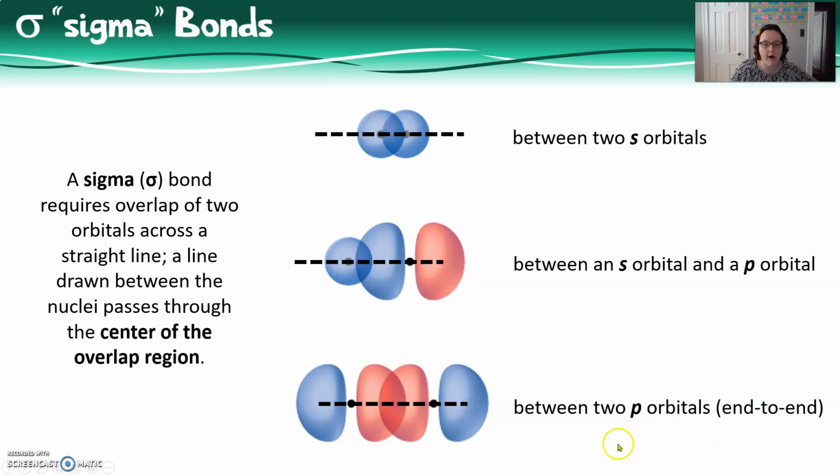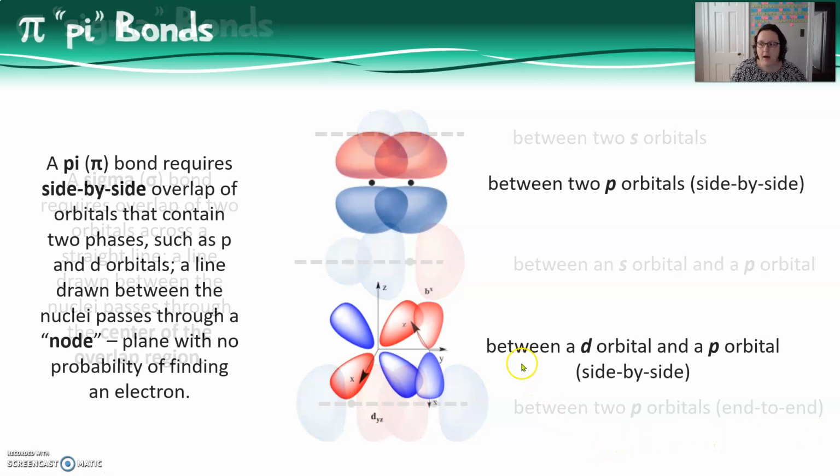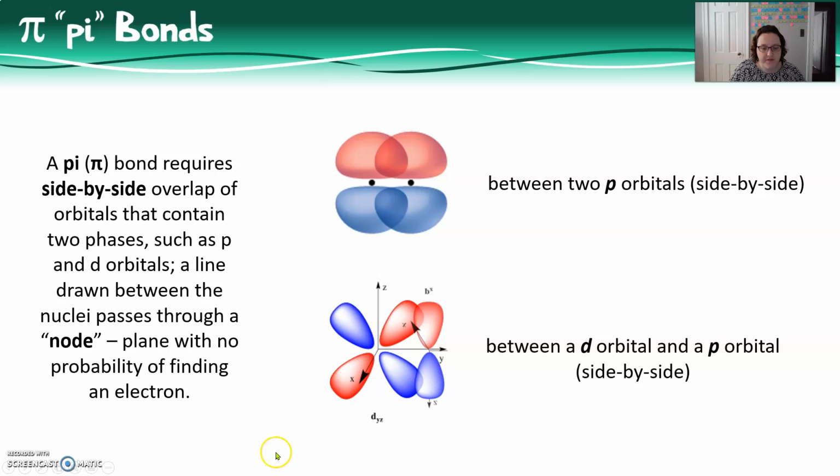either by overlap with an s orbital or with another p orbital in what we call an end-to-end or head-on fashion. A pi bond is formed when both phases of an orbital overlap with both phases of another orbital. This type of overlap is often referred to as side-by-side or side-on. And a line drawn between the nuclei will now pass through a node on both orbitals. Remember, a node is a plane with zero probability of finding an electron.